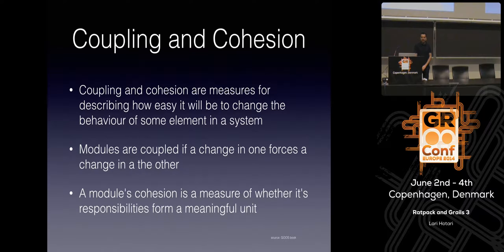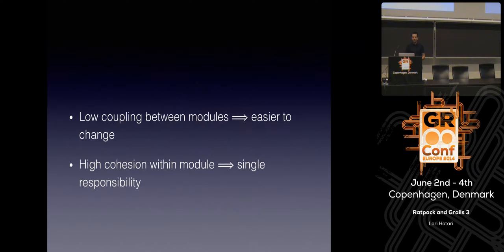Then there's another measure, cohesion, which is also important, since when you partition something into modules, you want them to be meaningful units that provide enough value in one unit. I'll talk more about that later in relation to microservice architectures. So as a conclusion, you usually want low coupling between modules so that you can make changes easier, and you want high cohesion within a module. That usually also means following the single responsibility principle.